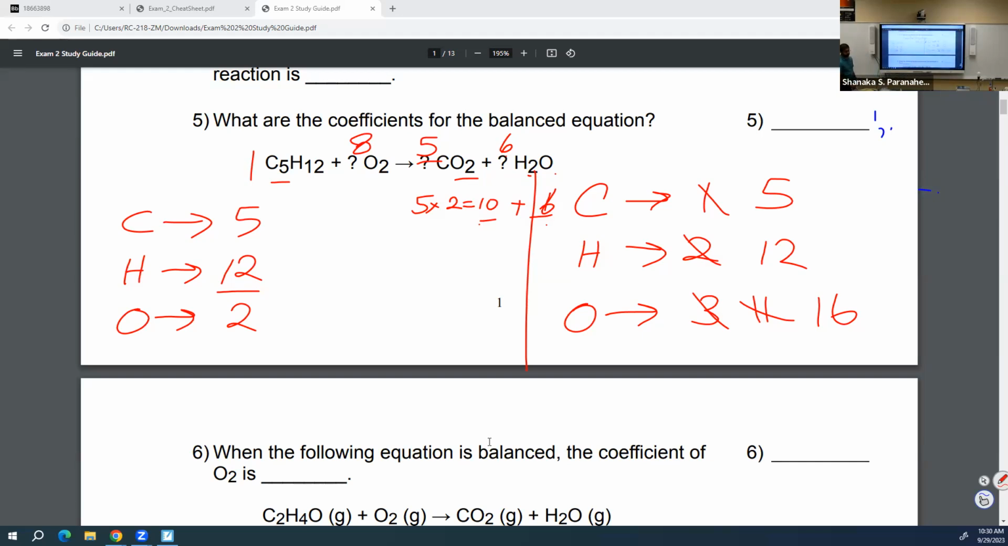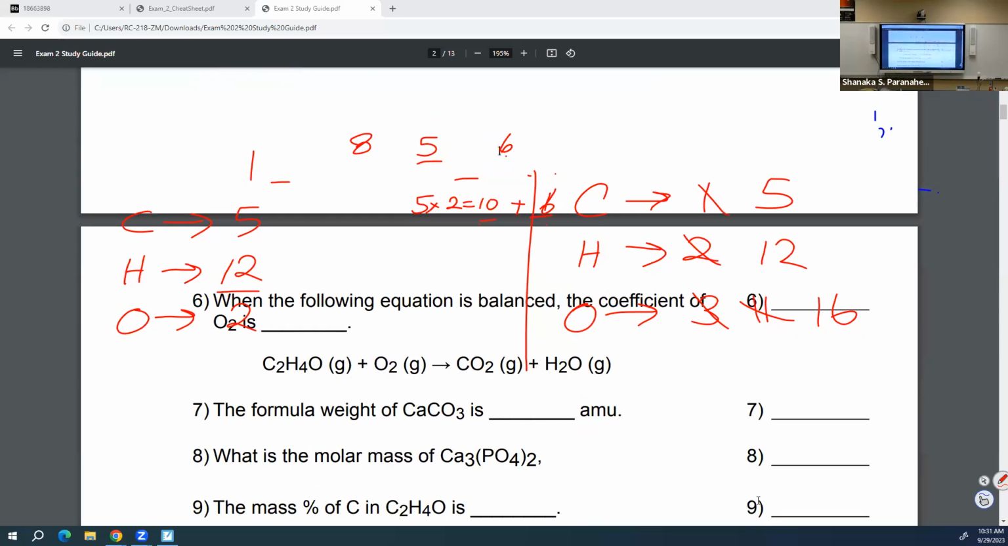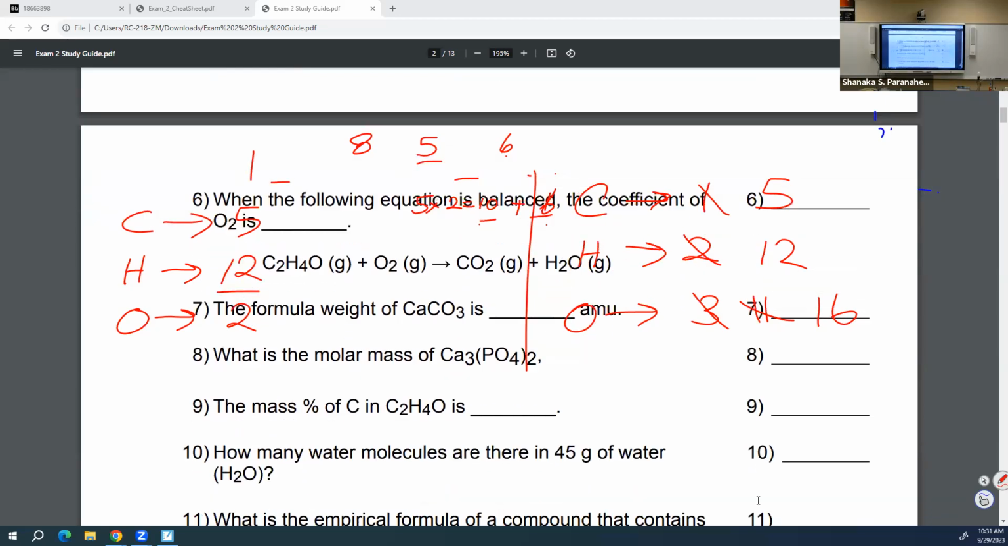1, 8, 5, 6. That's how we balance a chemical reaction by counting atoms. Whether it's polyatomic or normal reactions like this, it is balanced based on the number of atoms.